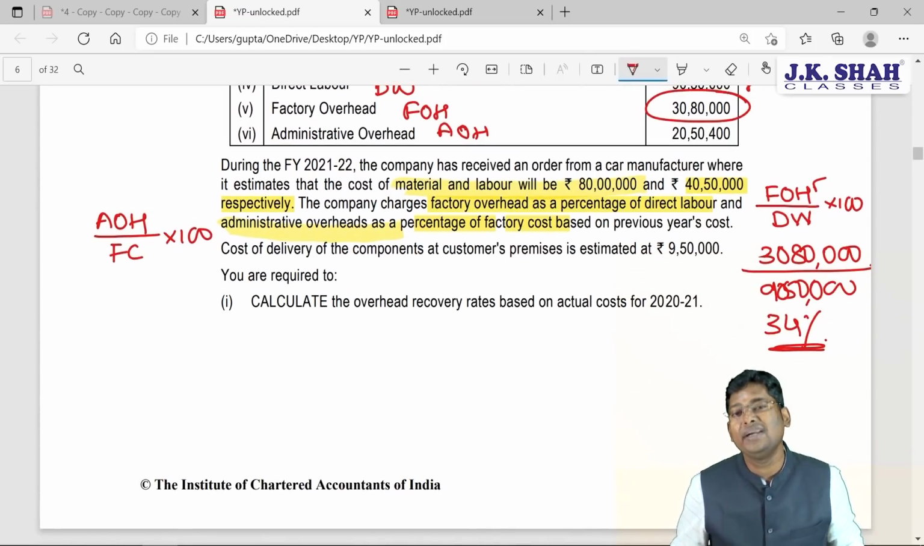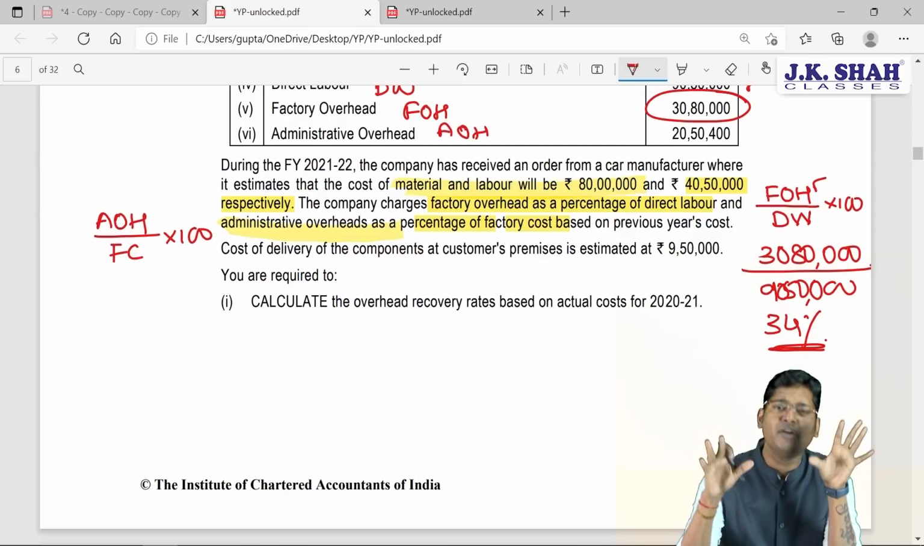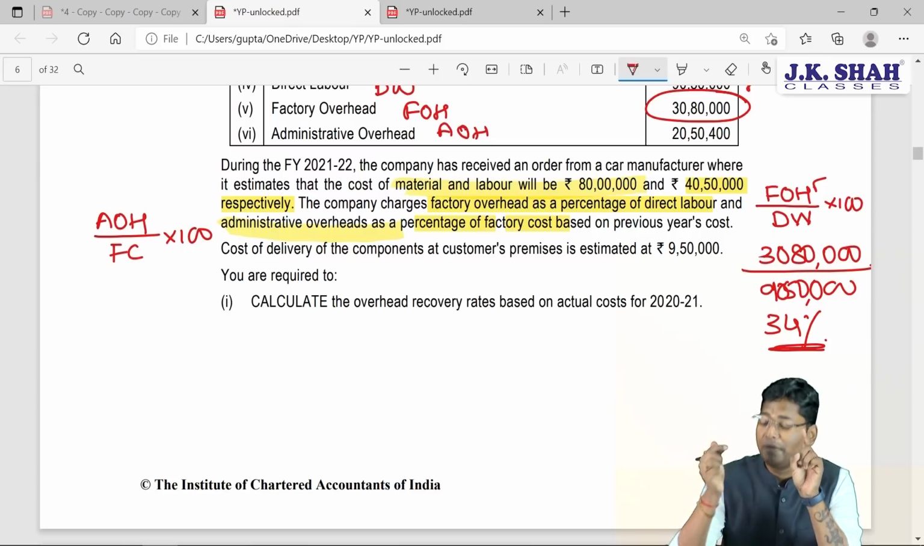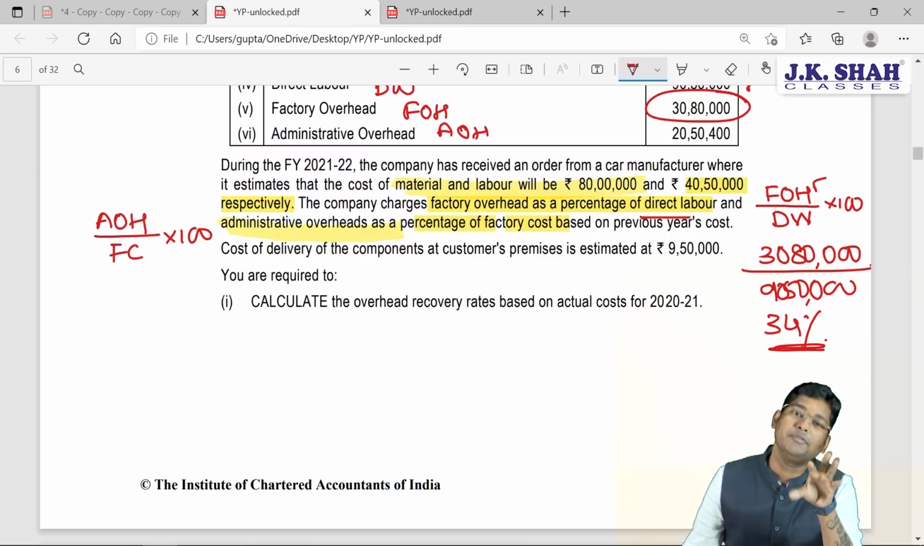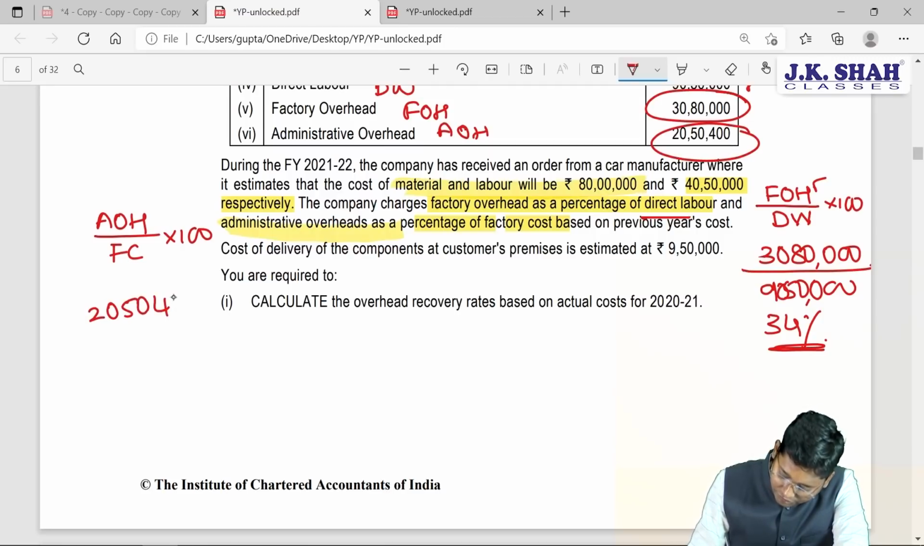Now what does this 34% mean? Your factory overheads will be computed as and when required. Your factory overheads will be computed at 34%, but at 34% of what? Direct labor of a particular job. Then administration overheads as a percentage of factory cost. My administrative overheads of company are 20 lakh 50,400.